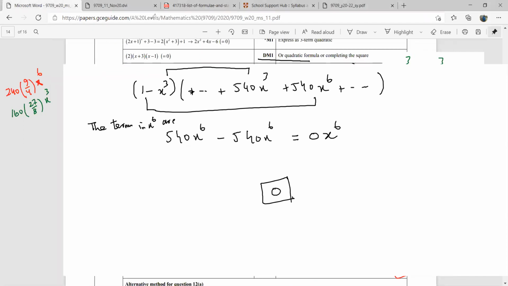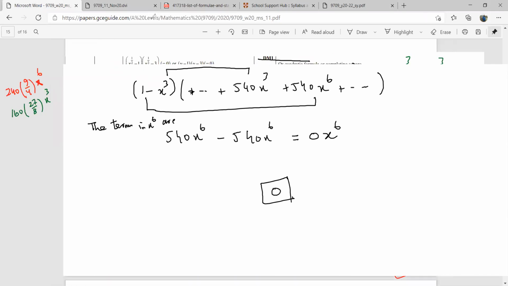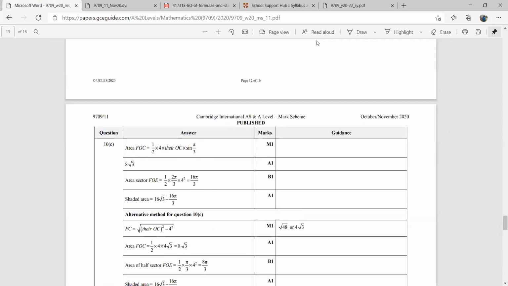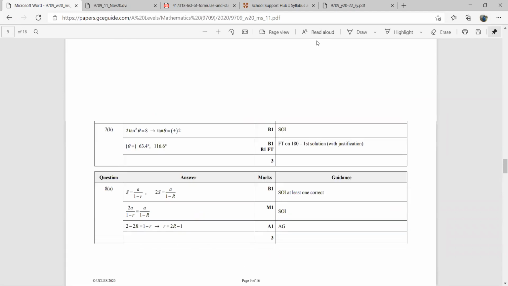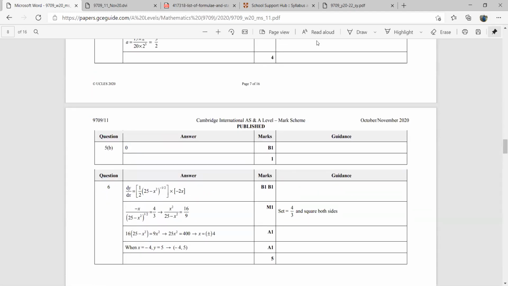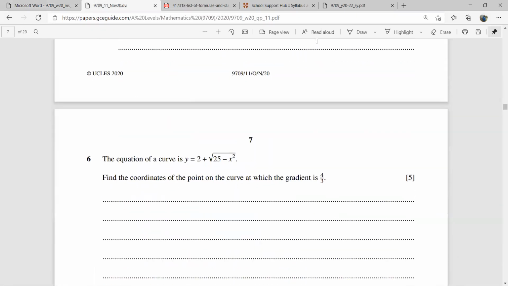That is question number 5. Let me clear this first, and then let's go to question number 5. Yes, 5B's answer is 0. Okay, this is the 6th question now.